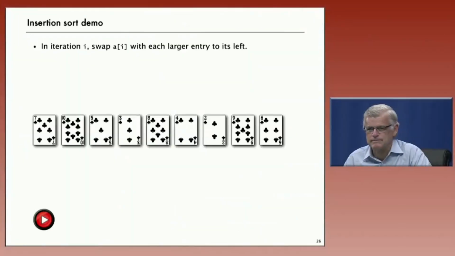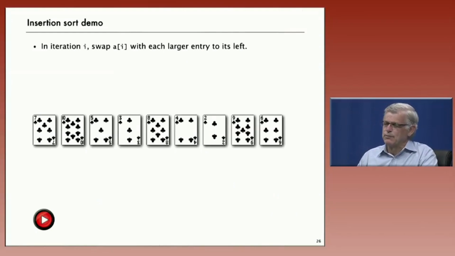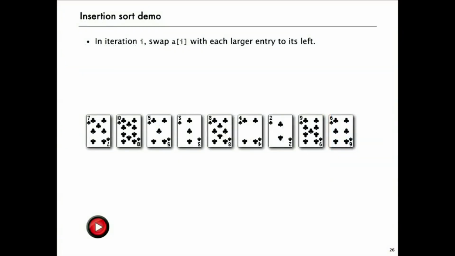Now we'll look at insertion sort, which is another elementary method that, interestingly, has quite different performance characteristics than selection sort. Let's look at a demo of insertion sort. For insertion sort, we'll move an index I from left to right as before, but now in the ith iteration, we're going to move A[i] into position among the elements to its left. Let's look at how that works on our example with cards.